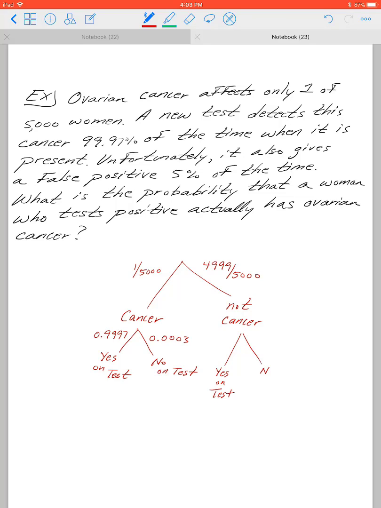Unfortunately, it also gives a false positive 5% of the time. So when it's not cancer, we also have yes on the test, and we have no on the test. And we said yes occurs 5% of the time. The person we're going to know 95% of the time.